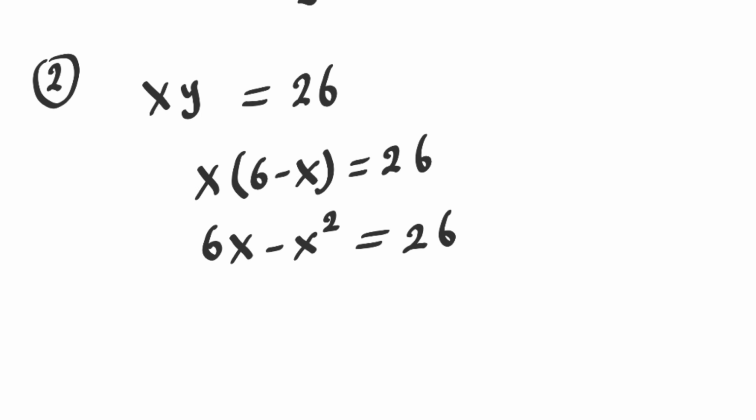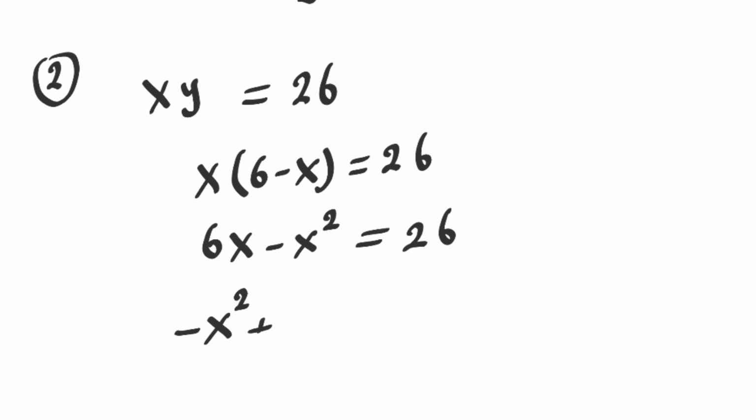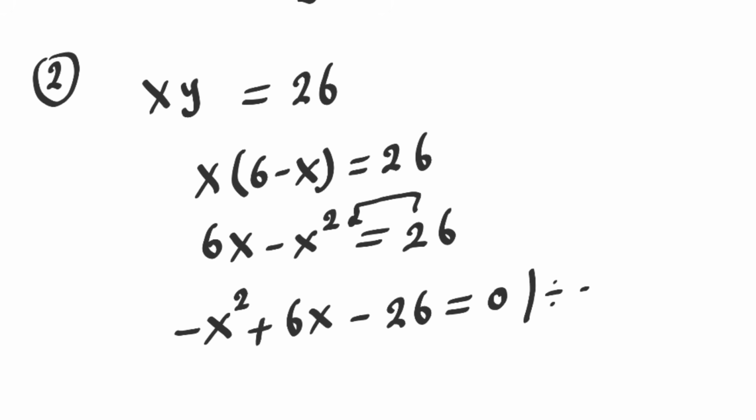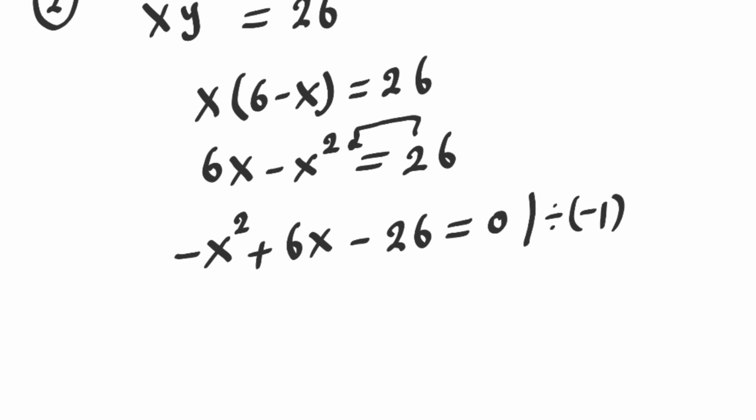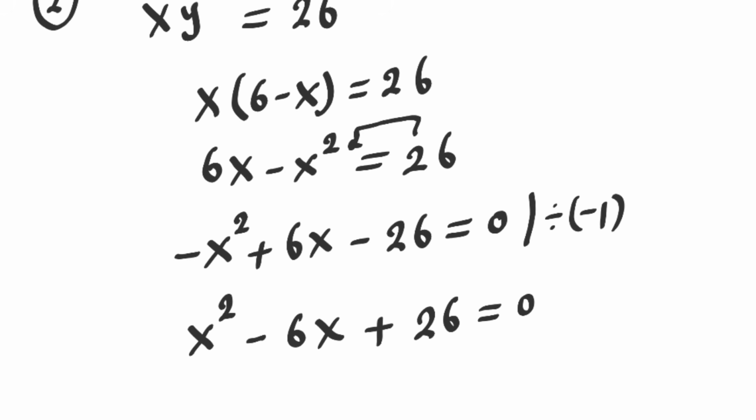This can be written as minus x squared plus 6x. If you bring this 26 to the left hand side here, it becomes minus 26 is equal to 0. Let us divide the whole of this equation by minus 1. Minus x squared divided by minus 1, x squared. Plus 6x divided by minus 1, minus 6x. Minus 26 divided by minus 1, plus 26 is equal to 0. This is a quadratic equation. Let us solve this using quadratic formula.